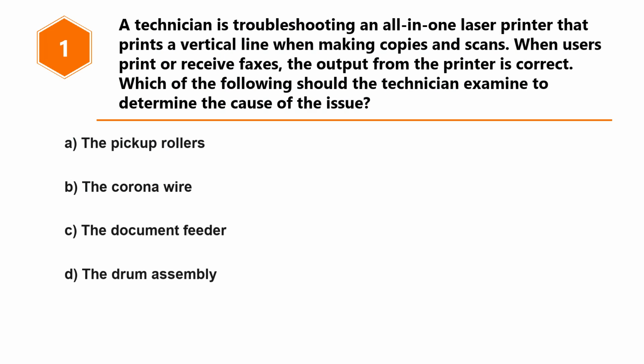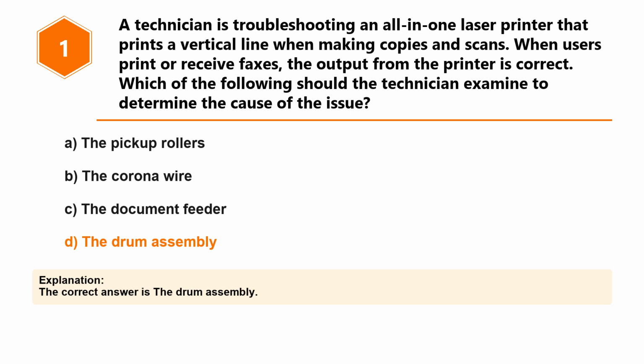Question 1. A technician is troubleshooting an all-in-one laser printer that prints a vertical line when making copies and scans. When users print or receive faxes, the output from the printer is correct. Which of the following should the technician examine to determine the cause of the issue? Option A, the pickup rollers. Option B, the corona wire. Option C, the document feeder. Option D, the drum assembly. The correct answer is option D, the drum assembly.